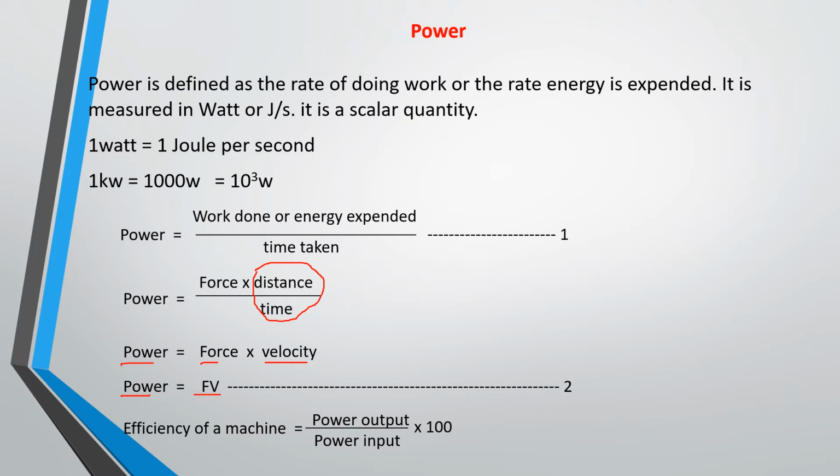Then the efficiency of a machine is equal to power output all over the power input times 100 in percentage. So I want you to take note of these equations so that we can use them to solve some problems right away.